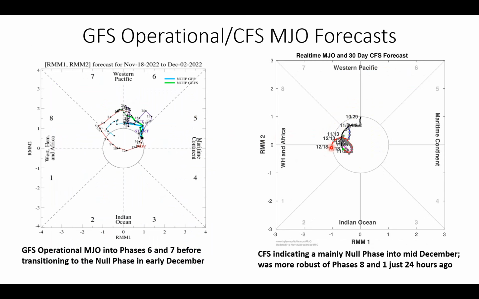Just briefly coming out on the edge between null and very weak into phase 1. So overall, the CFS forecast is now corrected to more of a null phase, which basically means that the MJO, if this were to verify, would not really have a significant impact on the overall weather in the United States.